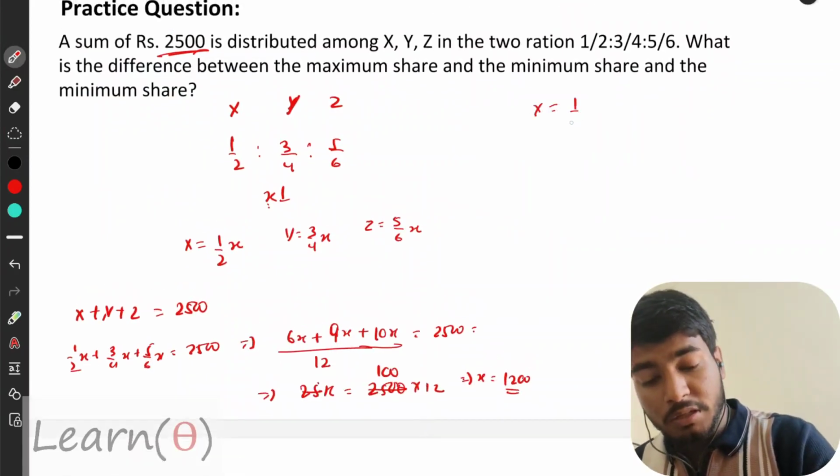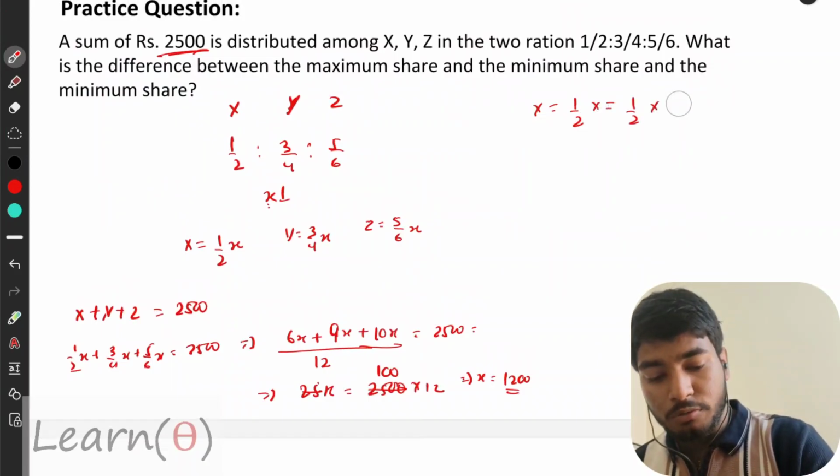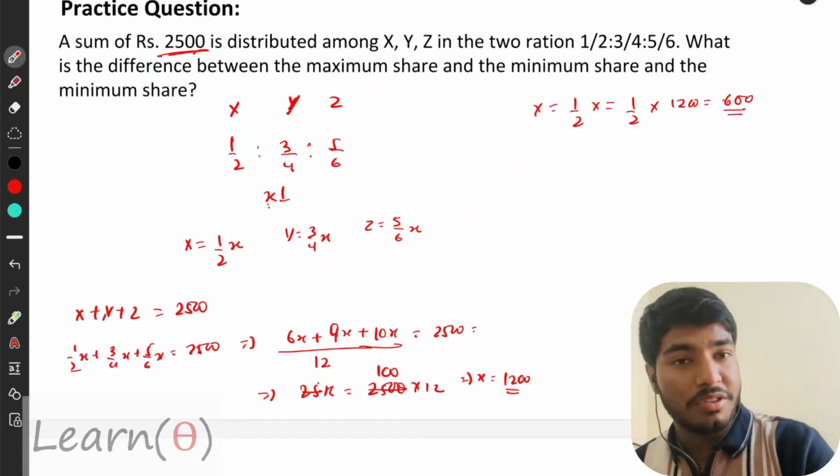The person x has got 1/2 of x. That means 1/2 into 1200. That gives me a value of how much? 600. So he has got 600 rupees.